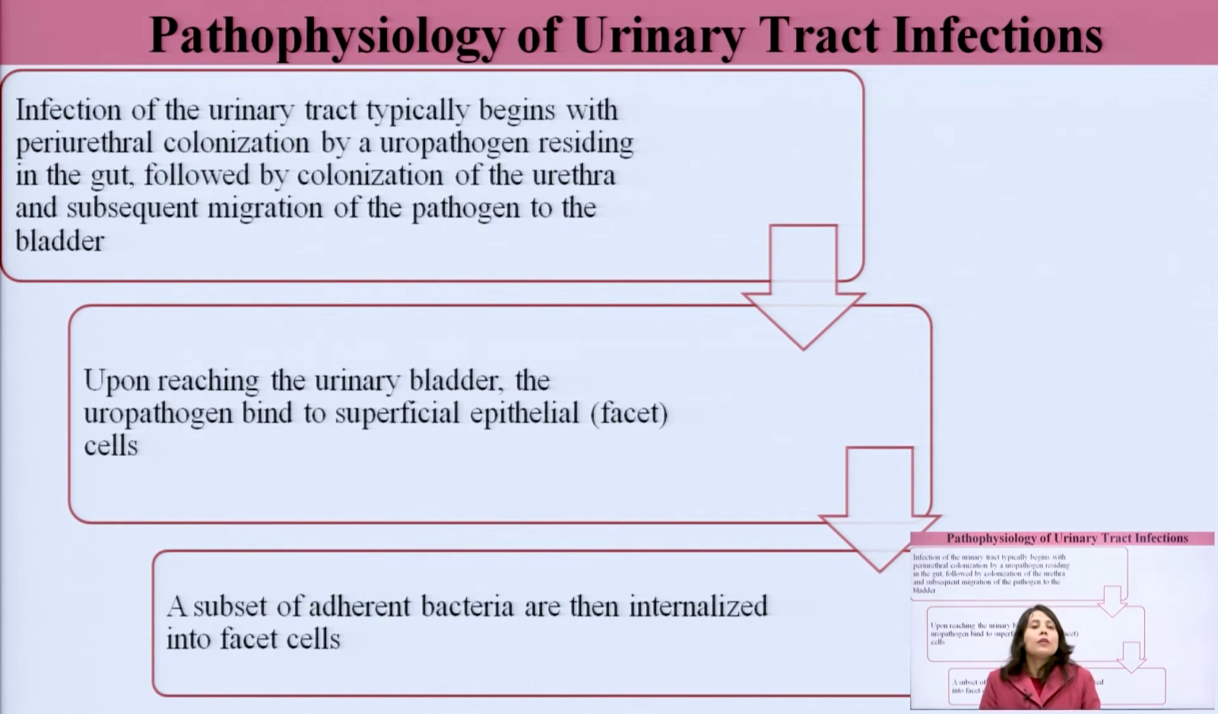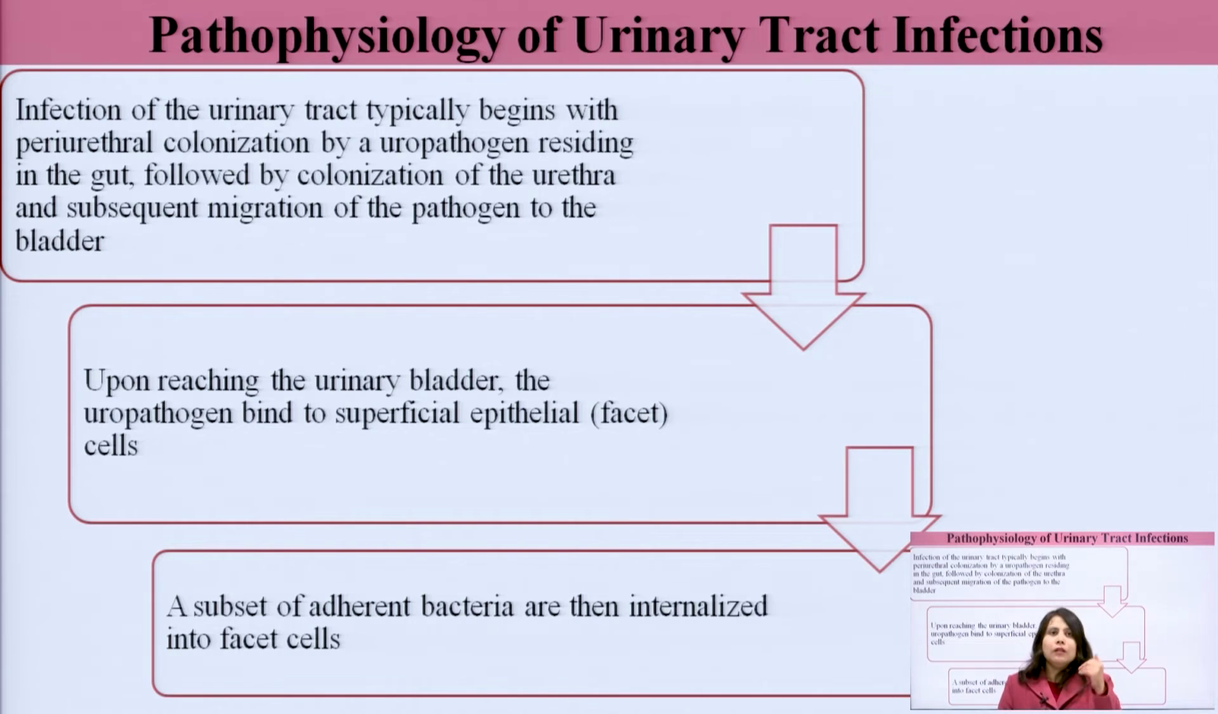So, when they lodge an infection into the urethra, they colonize there. When I use the term colonize, it means they start multiplying there. Then, with subsequent migration of the pathogen to the bladder, from the urethra they make their way upwards to the bladder. Upon reaching the urinary bladder, the uropathogens bind to superficial epithelial facet cells.